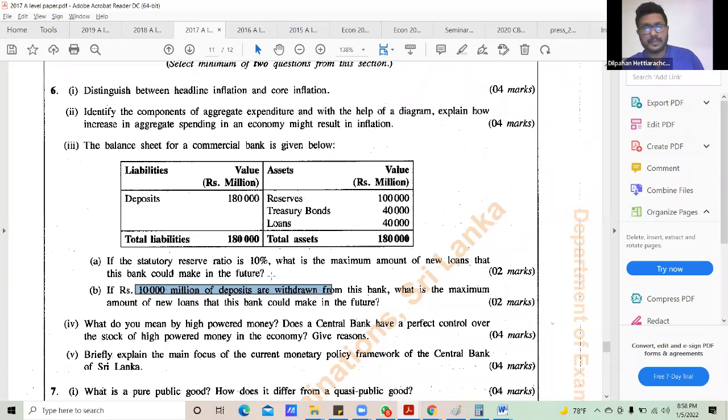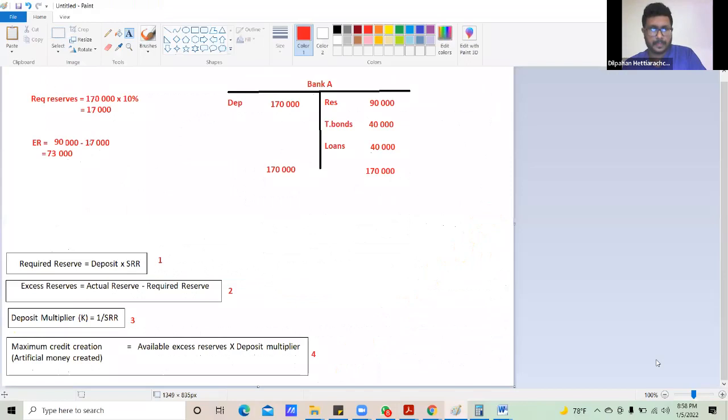What else can we come up with as conclusions? We have to use two equations all the time. What is the first one? The required reserve equation. What is the required reserve equation? Deposits into SRR. And we have another equation, that is the excess reserve equation, that is actual reserve minus required reserves. Okay, I hope you are clear.